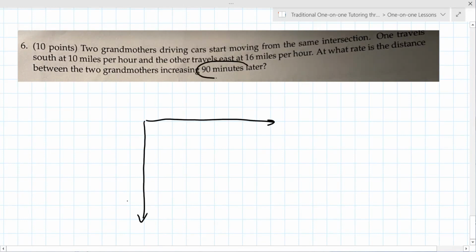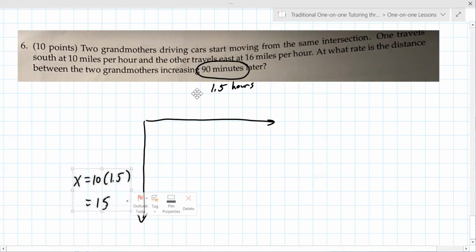They tell you how long they've been driving because that's critical. You got to figure out how far apart are they. So 90 minutes is 1.5 hours. You want to convert minutes to hours because you're going to multiply by miles per hour. The distance going this way is 10 times 1.5, so that's 15. This is y, not x, because it's going down. And then the other direction, x is 16 times 1.5, and that's 24.